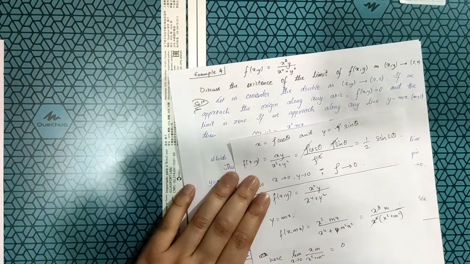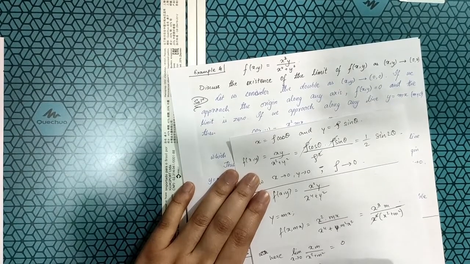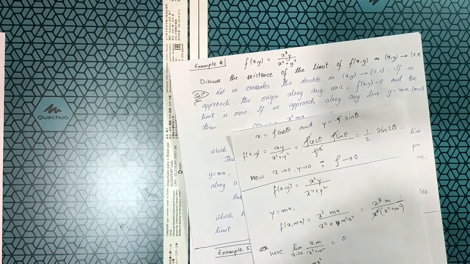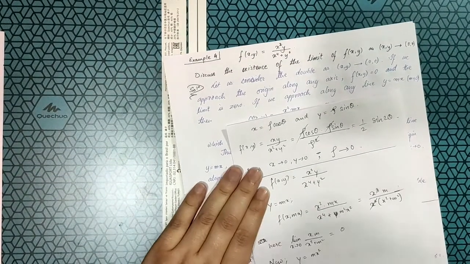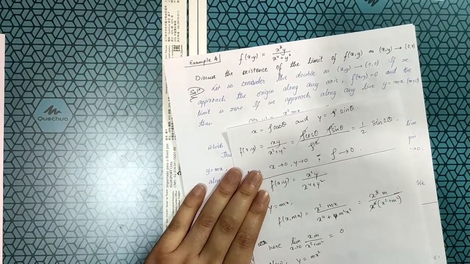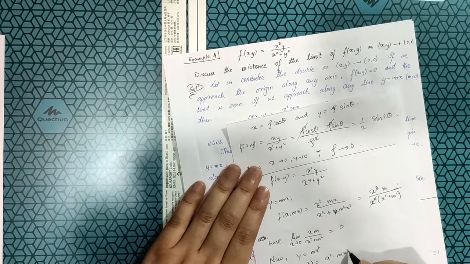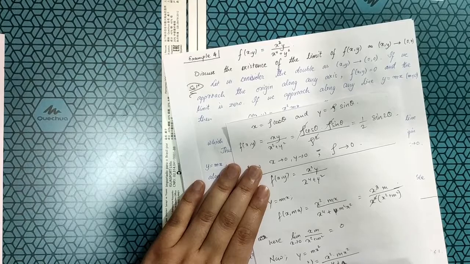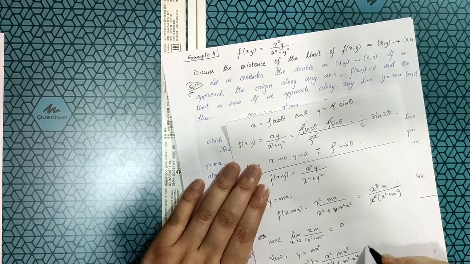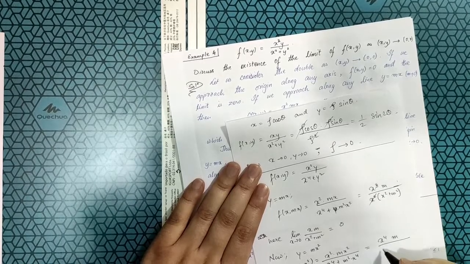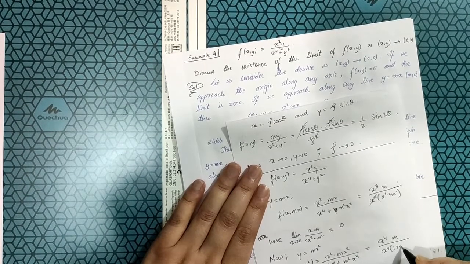Now if we take y is equal to mx square, the parabolic path, then let's see what happens. So f of x, mx square will be x square dot mx square divided by x to the power 4 plus m square x to the power 4, which is equal to x to the power 4 m by x to the power 4 into 1 plus m square.